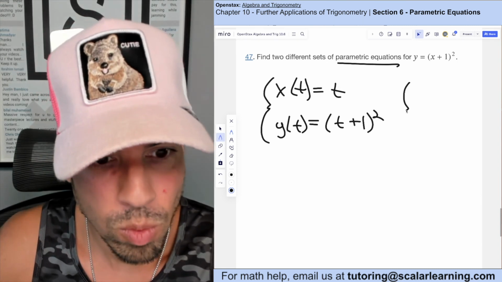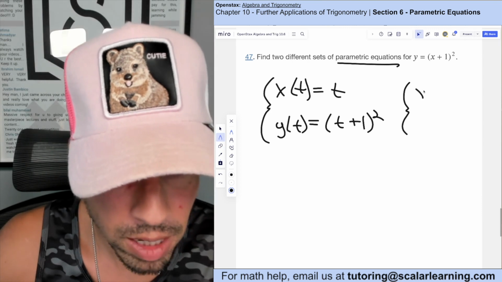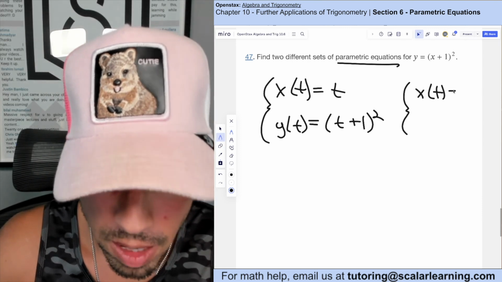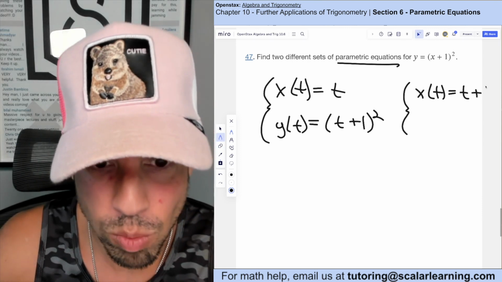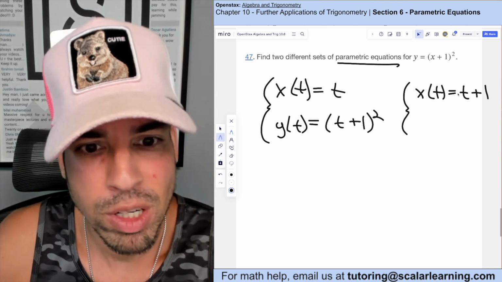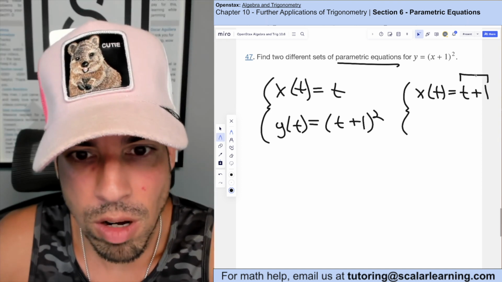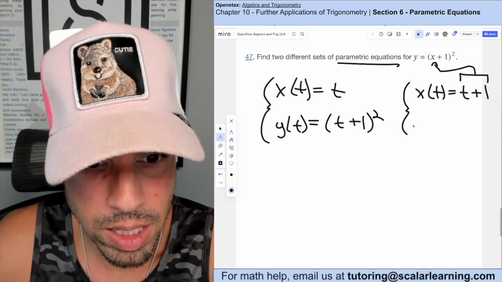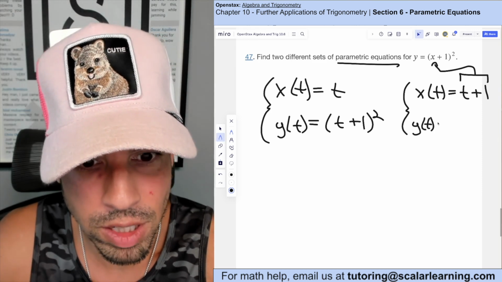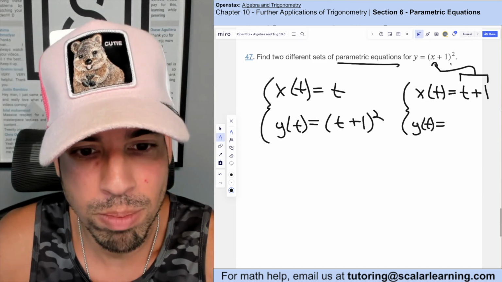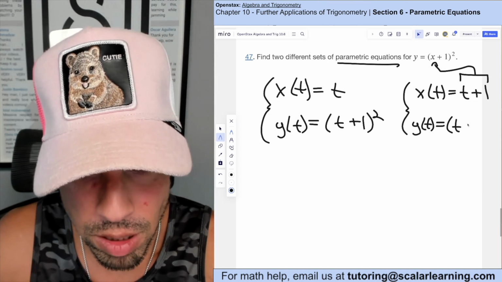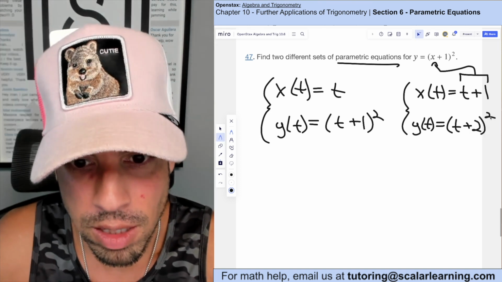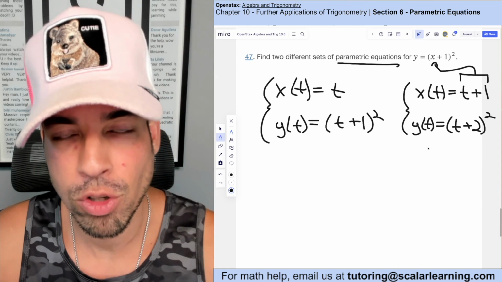So for the second one, I'm going to use one that they have in the back of the book. I'm going to set x of t equal to t plus 1. Okay, so this is pretty cool because all I have to do is sub this in here, and I got my nice y of t, right? So now I have y of t equals t plus 1, which simplifies to t plus 2, and that is squared. So those are your two systems.